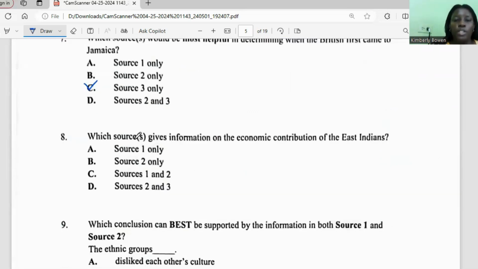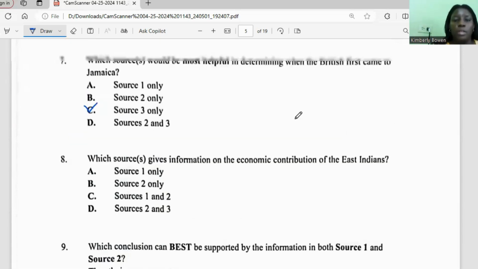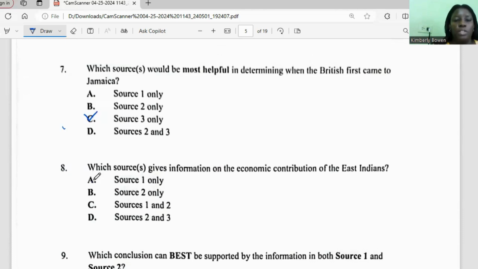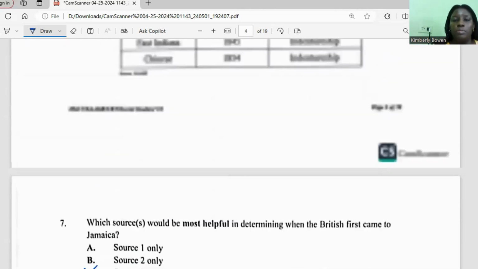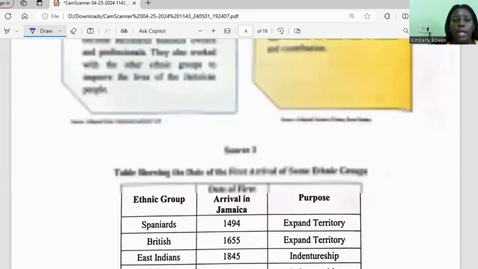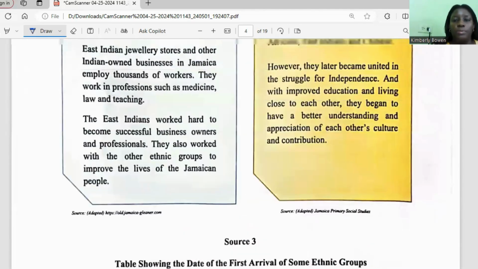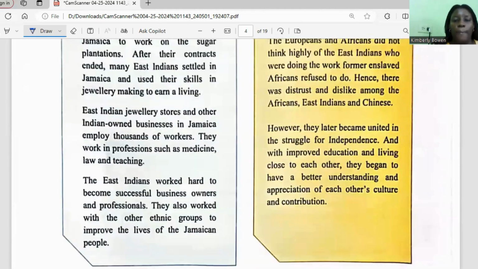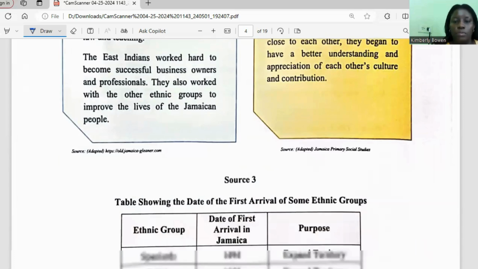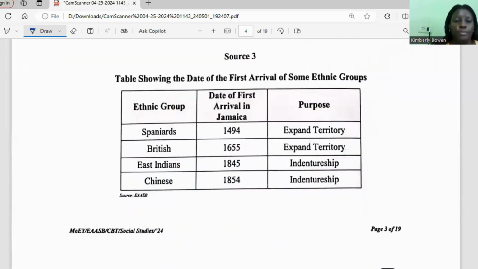Which source or sources give information on the economic contributions of the East Indians? I think it's source 1 only. Let's just double check that. Based on what I read, I only saw the contributions. Source 1. It's source 1.